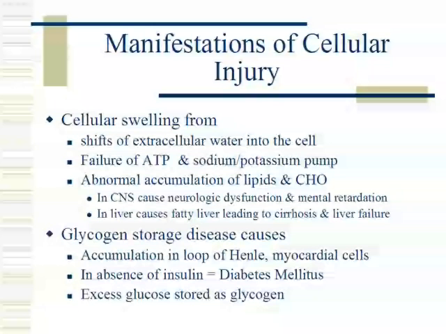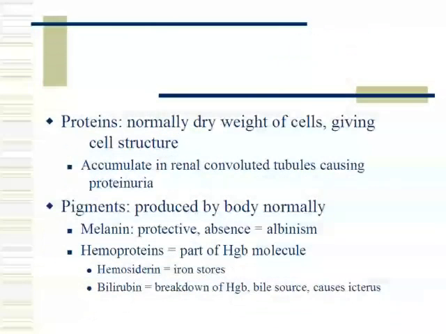And as you all know, diabetes can be treated with insulin. So the ill effects of diabetes can be reversed with exogenous insulin given. Proteins normally make up the dry weight of your cells. They give your cells structure. They accumulate in the renal convoluted tubules and cause protein in the urine, or proteinuria, because they damage the basement membrane, because protein is a large molecule and normally doesn't escape into the urine.